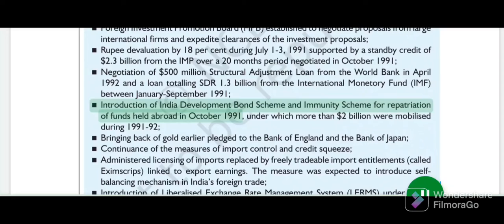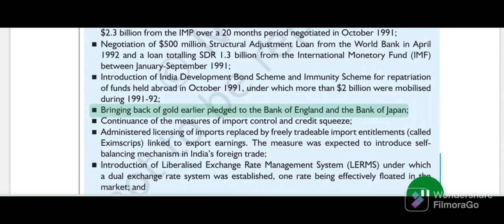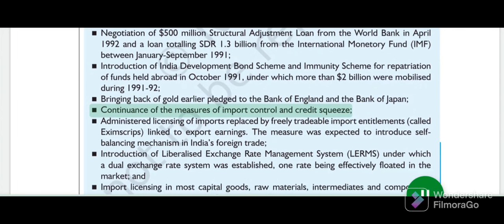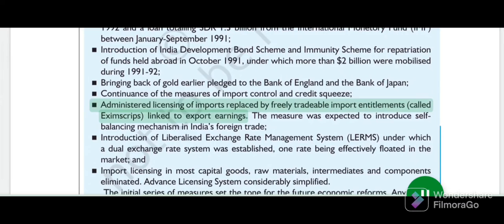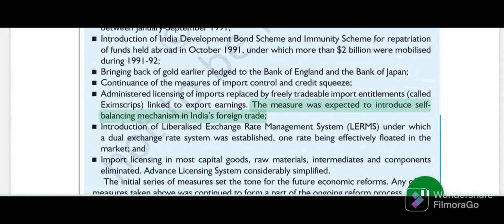Introduction of India Development Bond Scheme and Immunity Scheme for repatriation of funds held abroad in October 1991, under which more than $2 billion were mobilized during 1991-92. Bringing back of gold earlier pledged to the Bank of England and the Bank of Japan. Continuance of the measures of import control and credit squeeze. Administered licensing of imports replaced by freely tradable import entitlements called EXIM scrips linked to export earnings. The measure was expected to introduce a self-balancing mechanism in India's foreign trade.